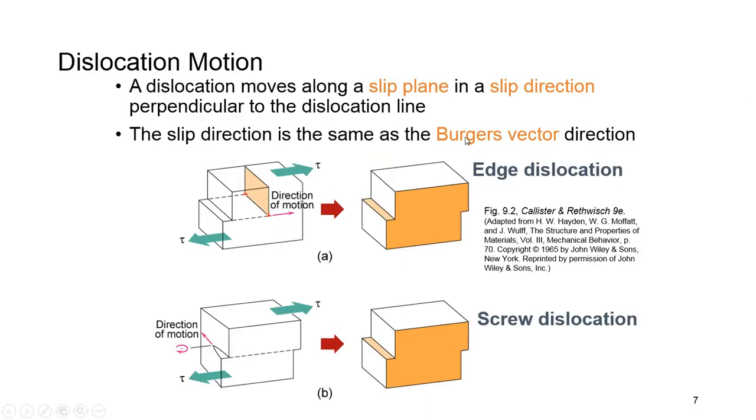In which direction does a dislocation move? It moves along a slip plane in a slip direction. As you can see, this is the slip direction, and it is perpendicular to the dislocation line. This one is the dislocation line, and you see the motion direction is perpendicular to this line, which is the slip direction. In a screw dislocation, you also see the dislocation moves towards this pink arrow, which is again perpendicular to the dislocation line, and we see the whole movement is along the slip plane from right to left.